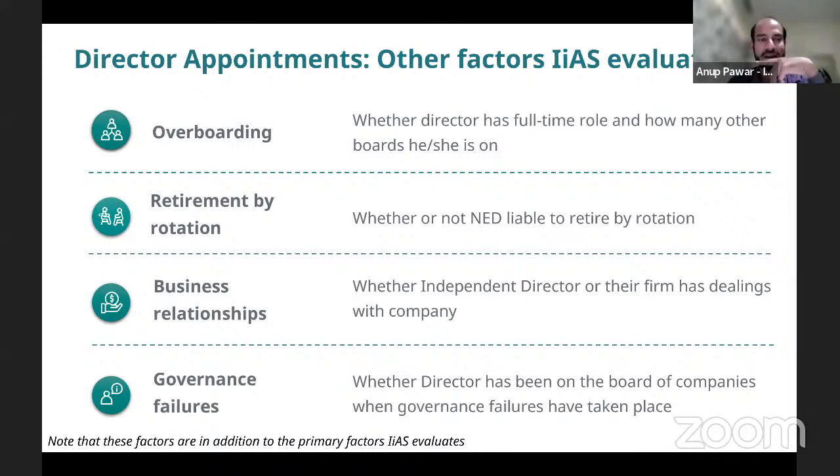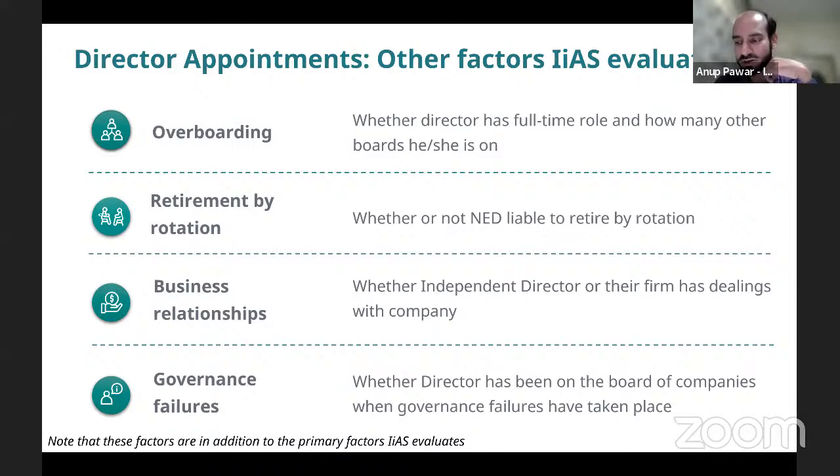So these are some parameters we've begun to look at in addition to what we already look at. One is overboarding, whether a director has a full-time role, how capable he or she is in being on the board of a company. Do they have enough time to actually spend on any of these? Retirement by rotation, whether or not this entity is liable to retire by rotation. Again, SEBI's recent board meeting has made it clear that they don't prefer the idea of some directors not being liable to retire by rotation.